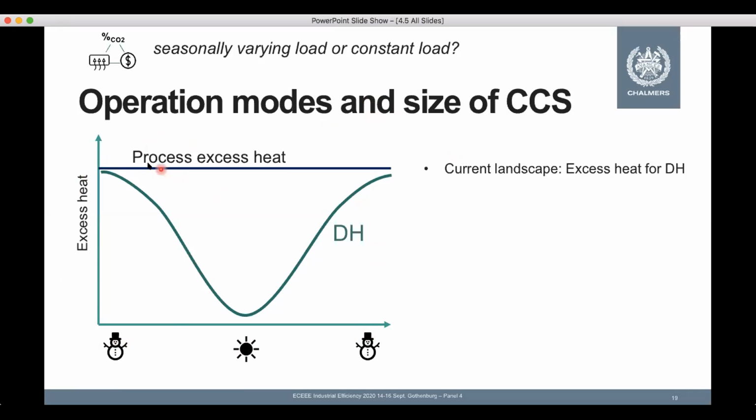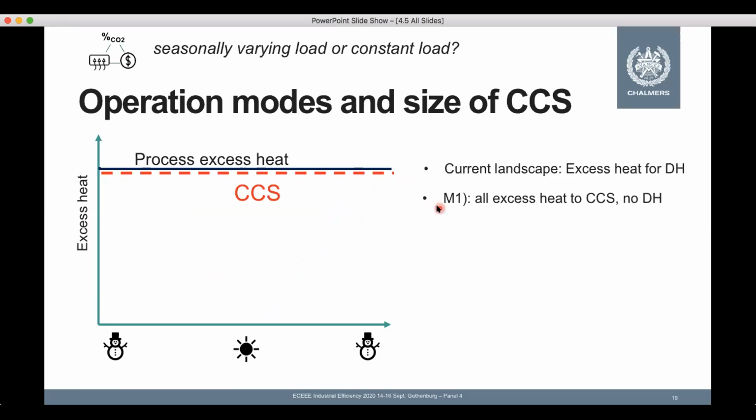And here, if you imagine a process industry, for example, steel, cement, a refinery, running roughly at constant load throughout the year, there might be stops for maintenance, but otherwise the level of process excess heat is roughly constant. And then you plot against that how a district heating supply curve to the district heating network would look like. And if you do CCS, you have some options now.